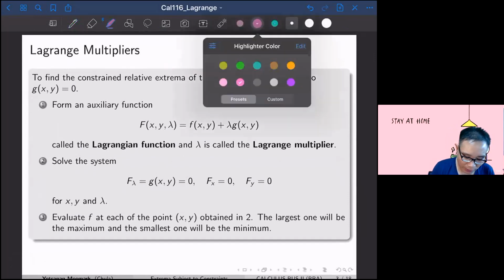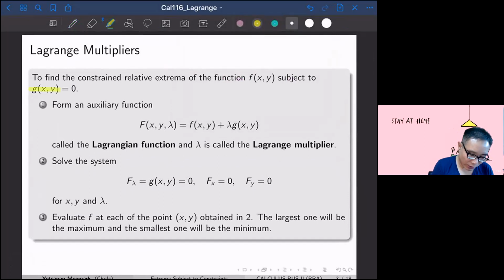So let me explain this one. You have the constraint g(x, y) equals 0. You're going to form an auxiliary function. The auxiliary function is going to consist of two parts. The first part will be the part of f(x, y). The second part will be the part for g(x, y), and you're going to see that you have lambda multiplied by this one.